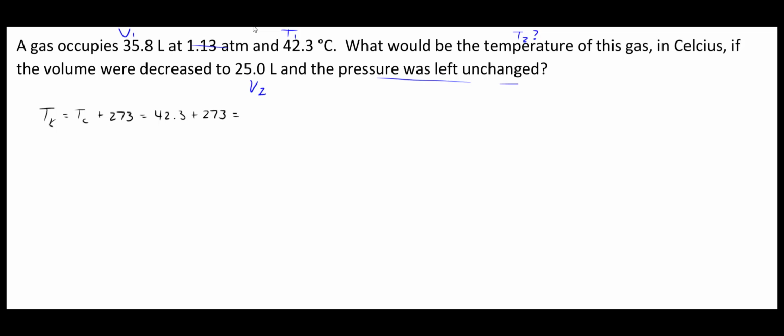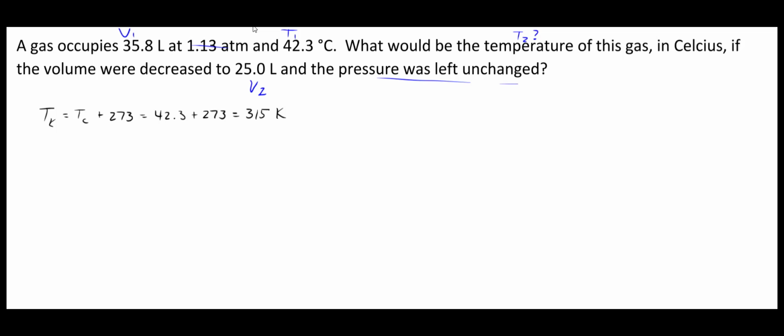Which gives me 315.3, but I'm going to round the addition to the ones place, since that's where I'm limited here on this equation. If we wanted more sig digs, we could use the number 273.15 instead, but I'm not going to in this case.